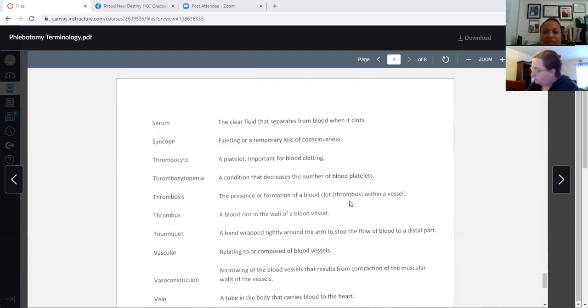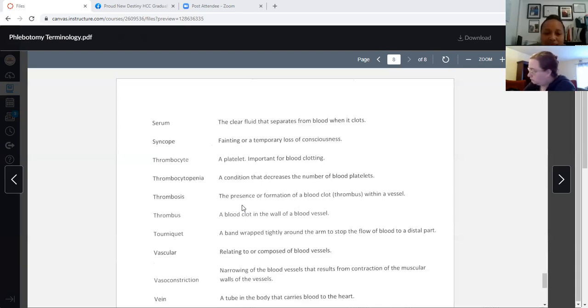And then thrombus, you want to highlight thrombus. It's a blood clot in the wall of a blood vessel. So thrombus and thrombosis, they're the same. Thrombosis is the presence or formation of a blood clot within a vessel, and thrombus is a blood clot in the wall of the vessel. So it's basically the same.